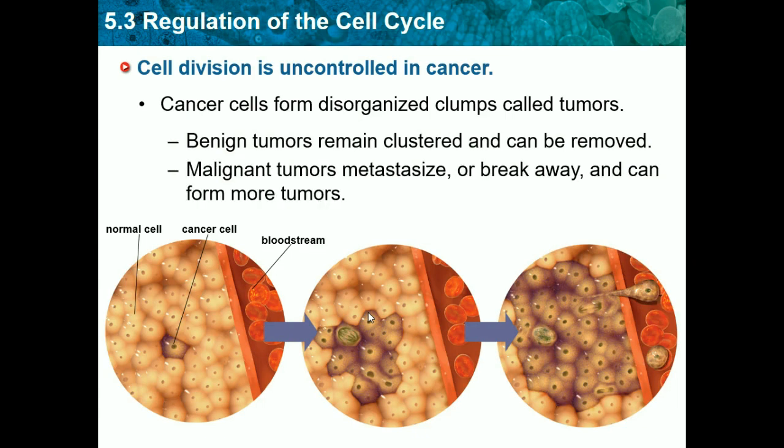Malignant tumors metastasize or break away and can form more tumors. So malignant means it's like harmful or bad, and metastasize is to break away. So malignant tumors, which are harmful because that's the definition, they break away and form like more tumors, so they keep growing. But benign tumors are steady and they stay put and they don't grow as much.